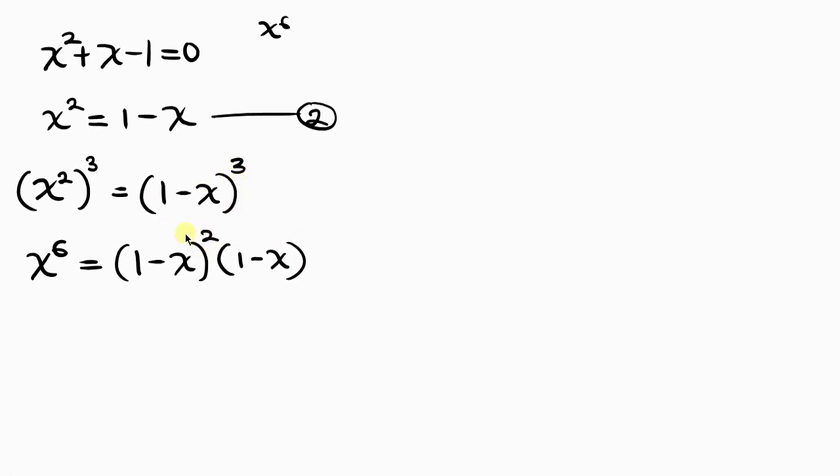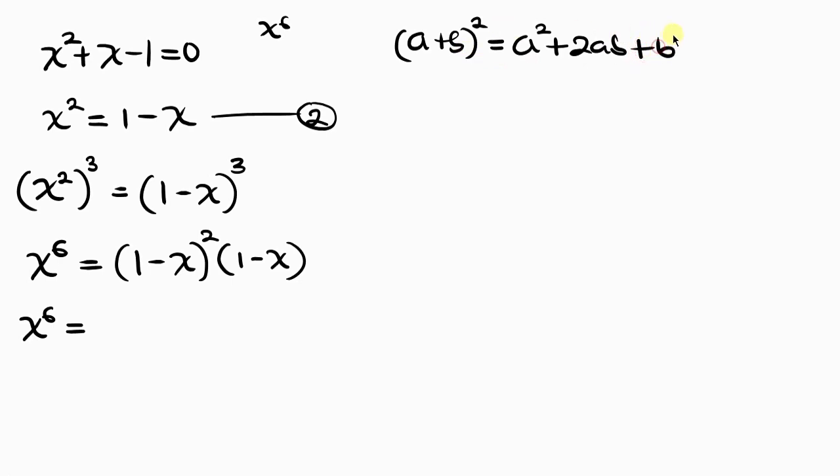Now we can expand this. So we have x to the 6 is equal to, now we're going to be using this property of (a plus b) all raised to the power of 2 is equal to a squared plus 2 times a times b, that's 2ab, and then plus b squared. So from here, 1 is in the form of a and negative x is in the form of b.